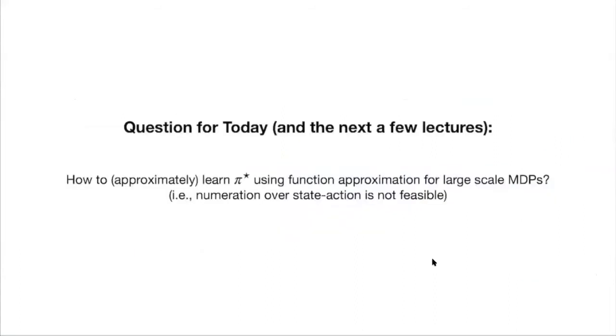All right, so let's summarize the question for today, right? And the next few lectures. How to approximately learn pi star using function approximation, right? We're trying to solve larger scale Markov decision processes for now. And remember that enumeration over state-action pairs is not feasible.